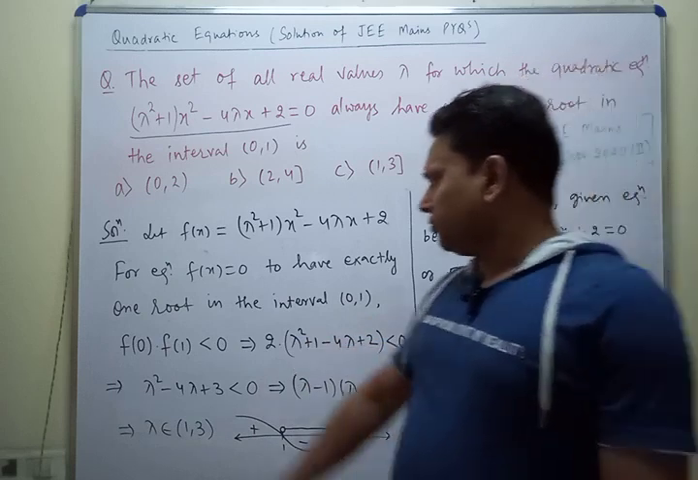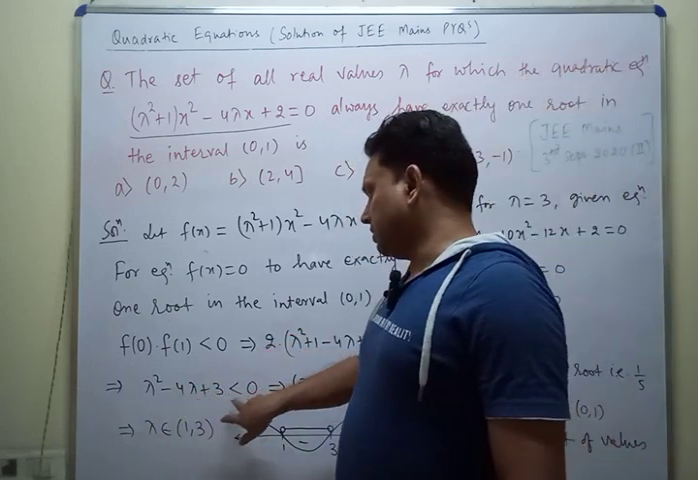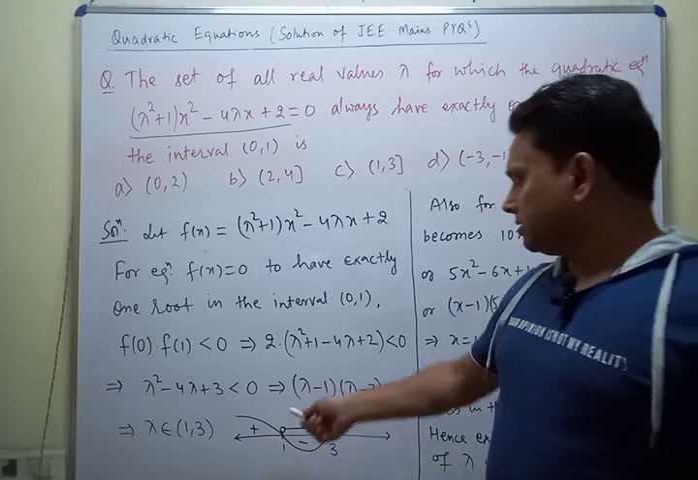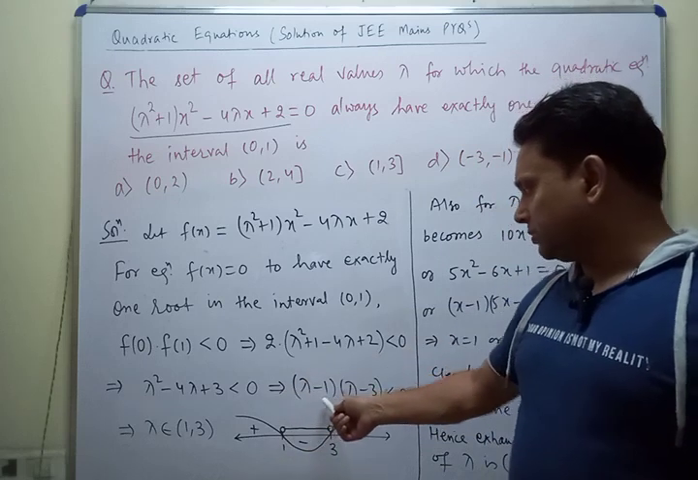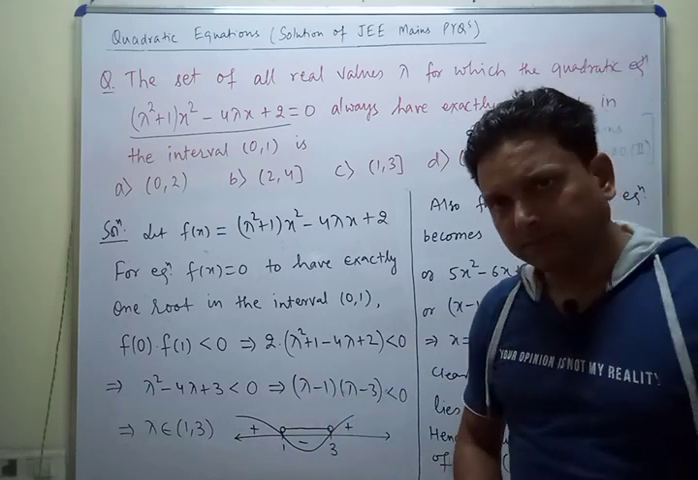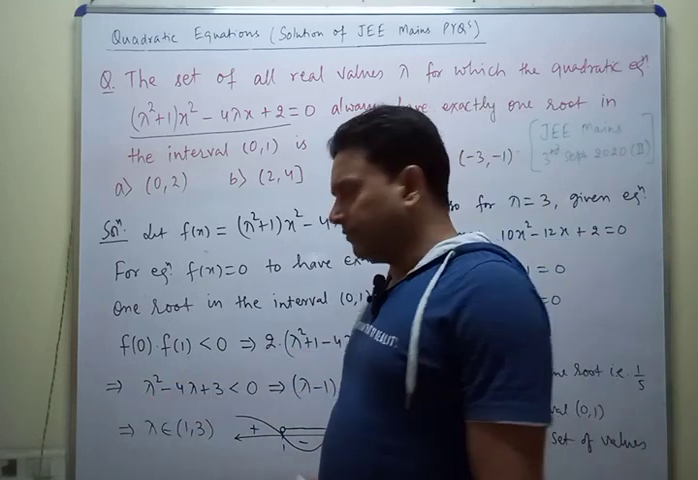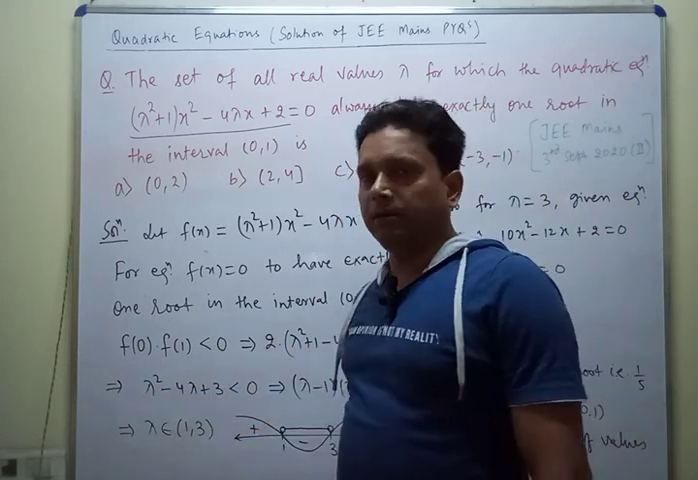After simplifying, we are having lambda square minus 4 lambda plus 3 less than 0. This will factorize into (lambda minus 1) into (lambda minus 3) less than 0. By wavy curve method, we can identify lambda belongs to the open interval 1 to 3, right?